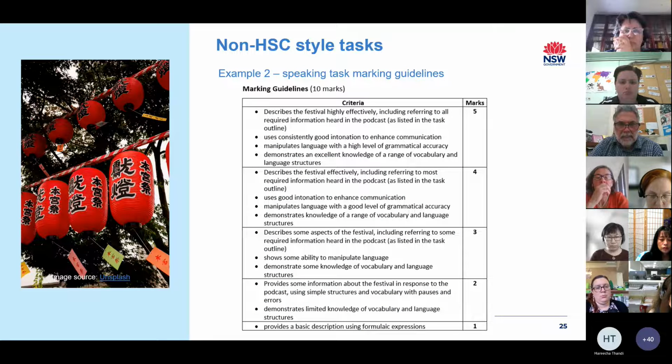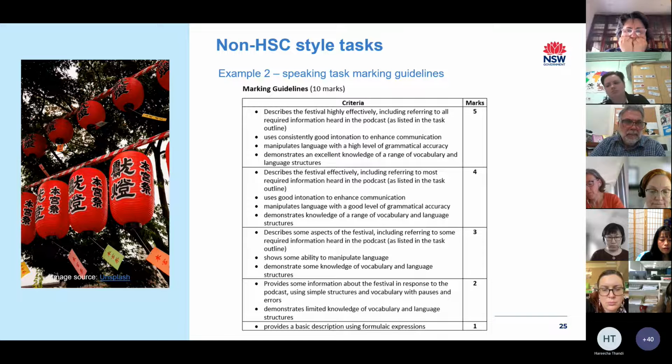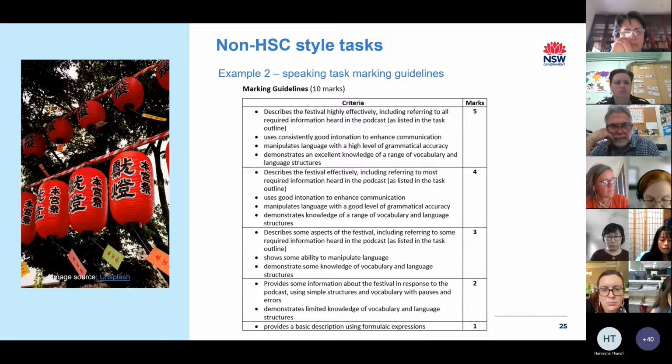Sorry, back to the speaking component of the task, marking guidelines. It's a little bit difficult to read them on the screen, but I want you to make sure you're aware that often teachers sometimes rely on the marking guidelines that NESA provide for their HSC style, for example, for oral. We need to make sure that we're making the marking guidelines very specific to the task so that students know exactly what they have to do and how they have performed and why.